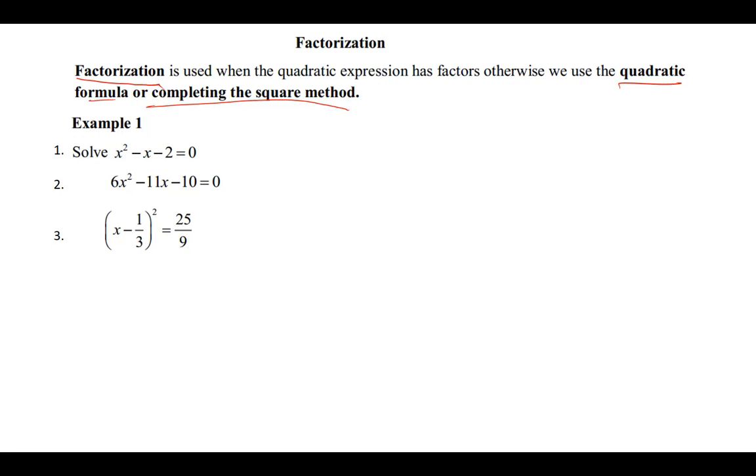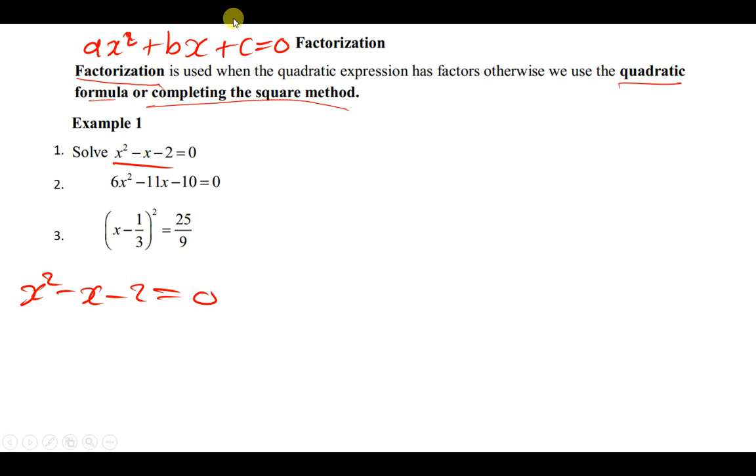The first one that we have is x squared minus x minus 2 is equal to 0. So this equation is simple. Remember, we said a quadratic equation is supposed to take the form ax squared plus bx plus c is equal to 0. So this is what we said a quadratic equation is.